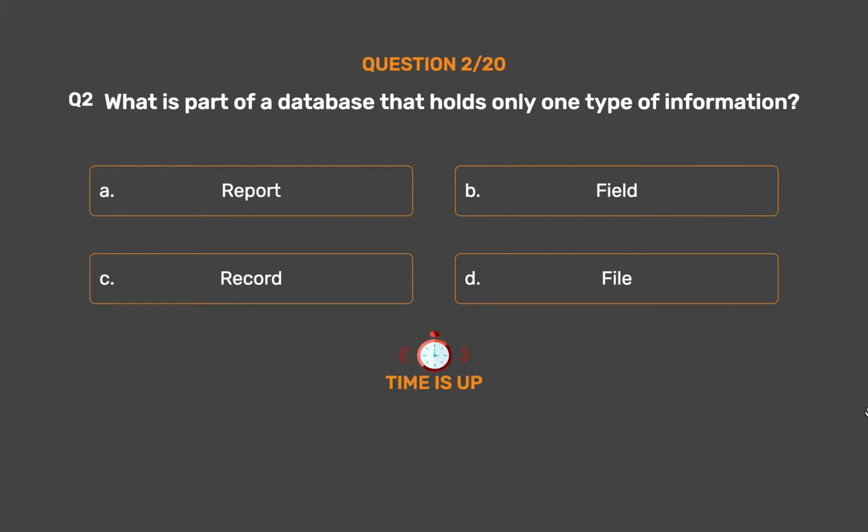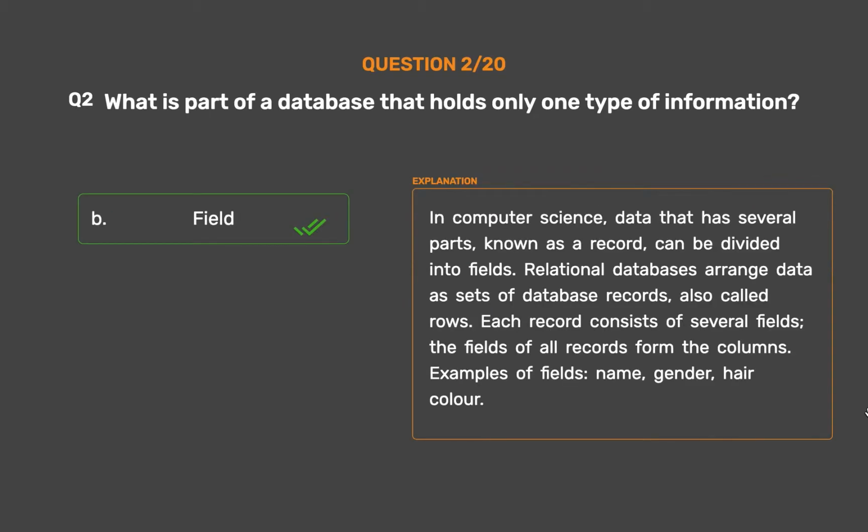The correct answer is Option B. Field. In computer science, data that has several parts, known as a record, can be divided into fields. Relational databases arrange data as sets of database records, also called rows. Each record consists of several fields. The fields of all records form the columns. Examples of fields: name, gender, hair color.